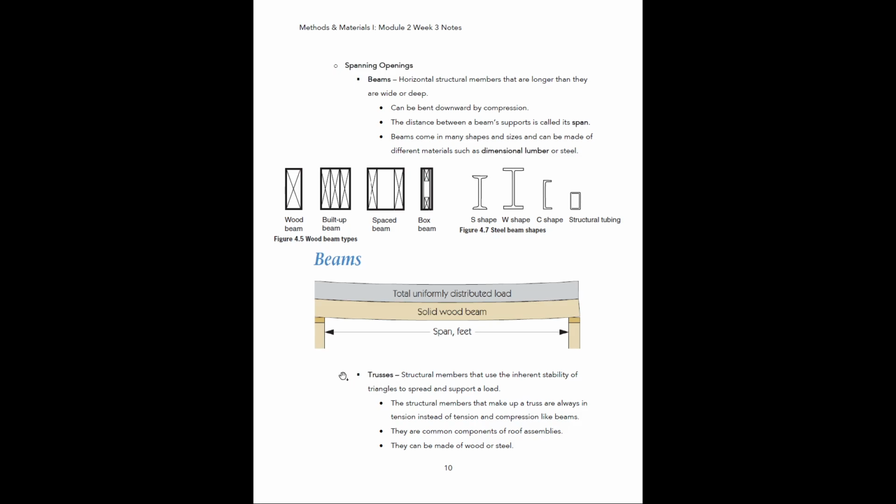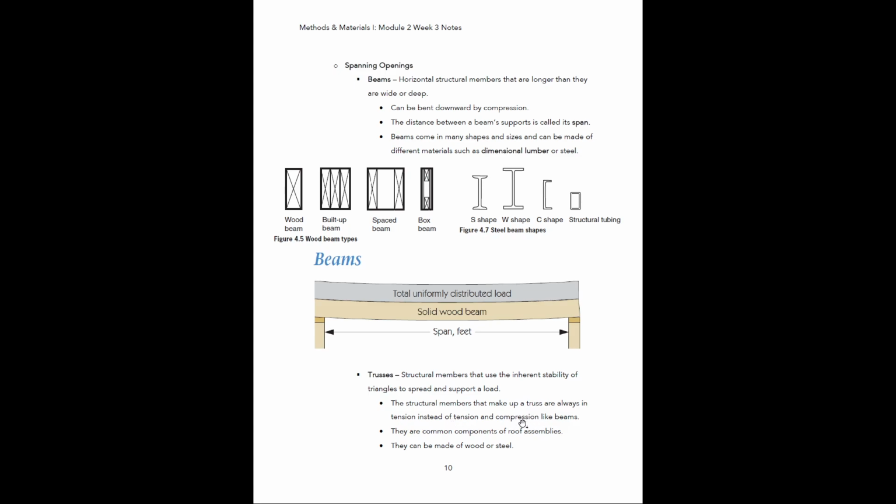So moving on, we have trusses instead of beams. Okay, so trusses are structural members that use the inherent stability of triangles to support a load. The structural members that make up a truss are always in tension instead of tension and compression like beams.